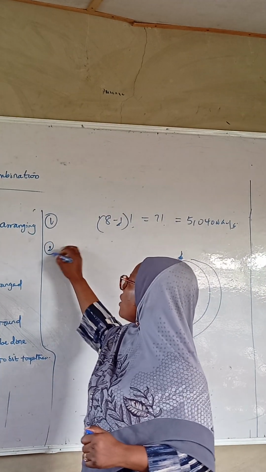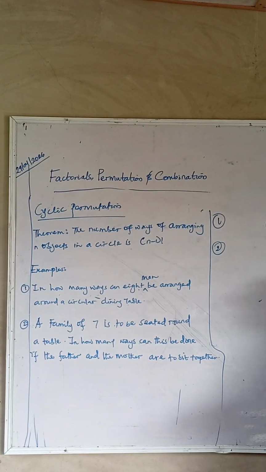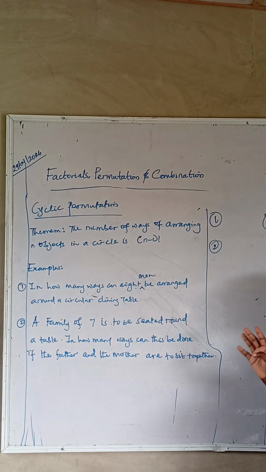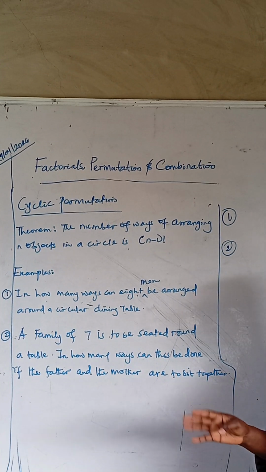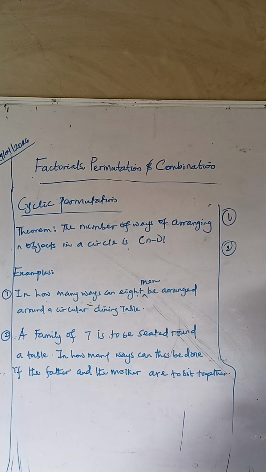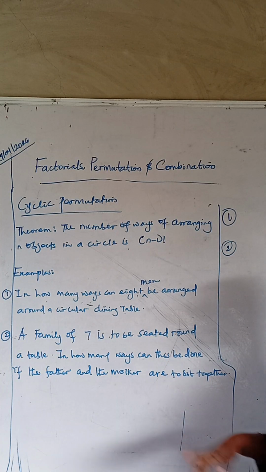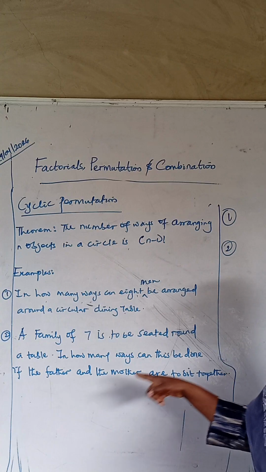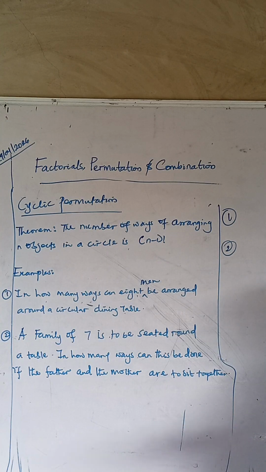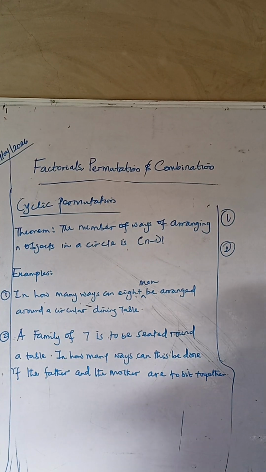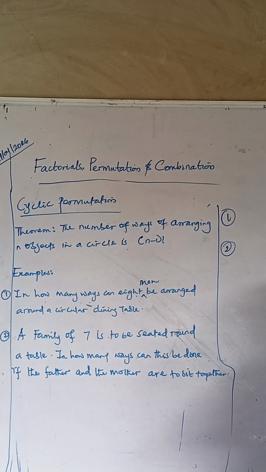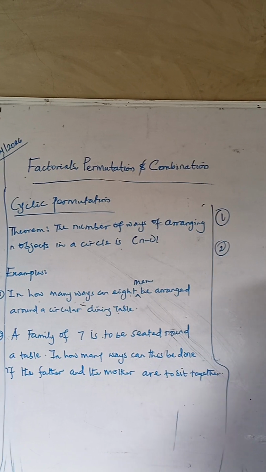Then, if you look at the second example, a family of 7 is to be seated round a table. Normally, if you are arranging 7 people without restriction, what do you do? You just say 7 minus 1 factorial, right? But in this case, there is a condition. The condition is, in how many ways can this be done if the father and the mother are to sit together? So you are taking 2 exceptional people that you are not going to separate. They will always be together, father and mother.